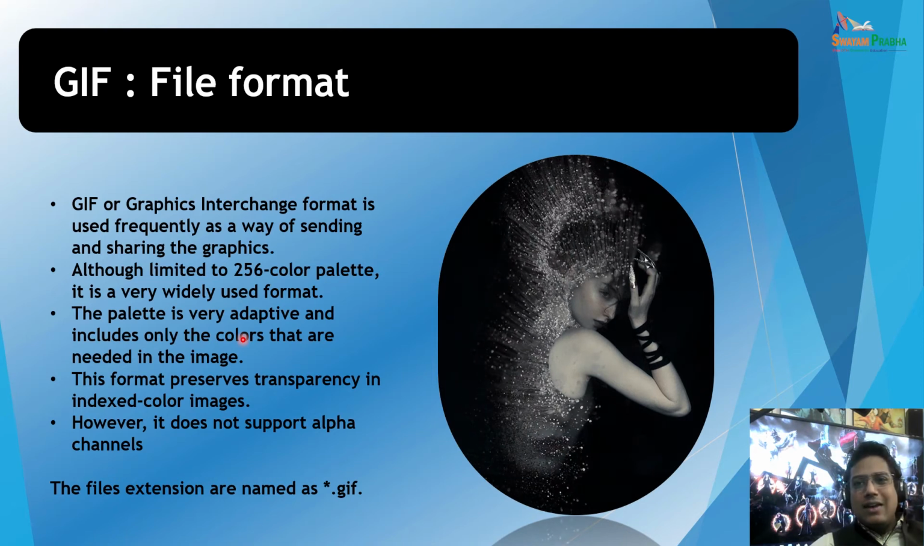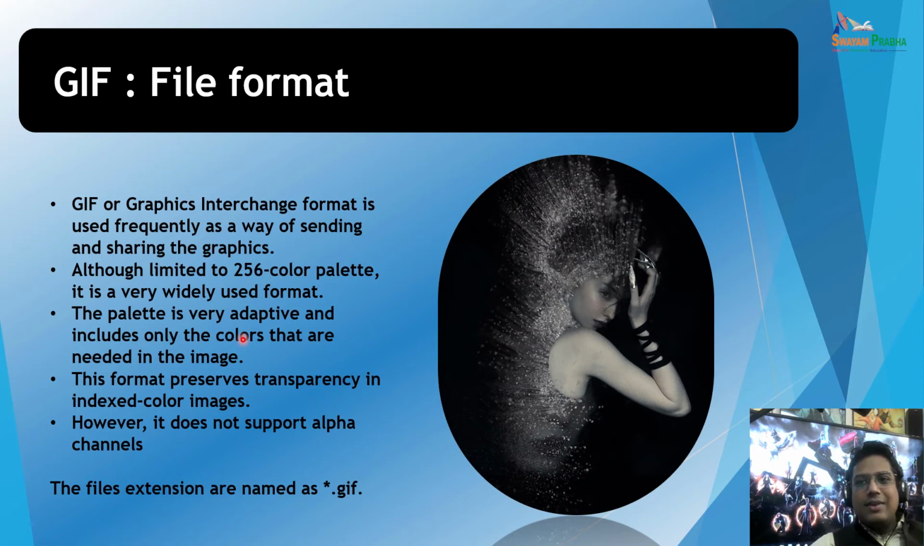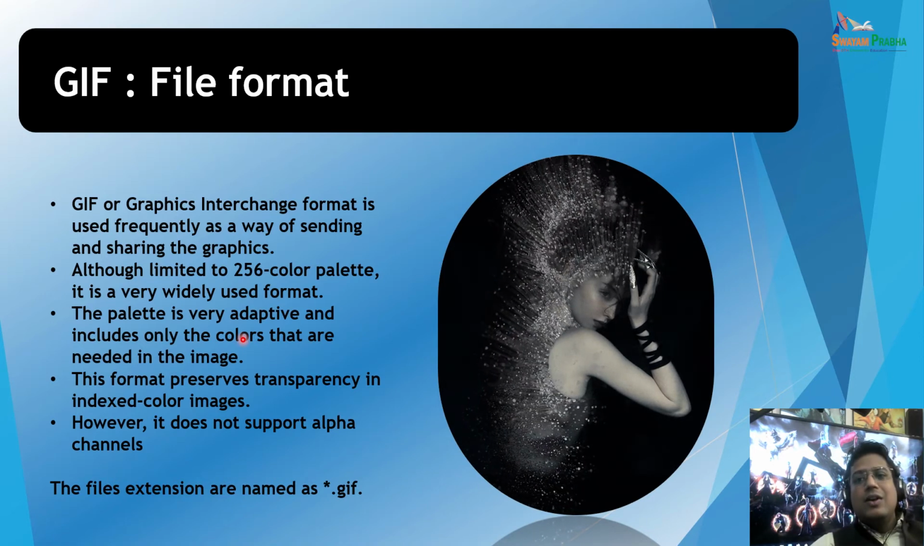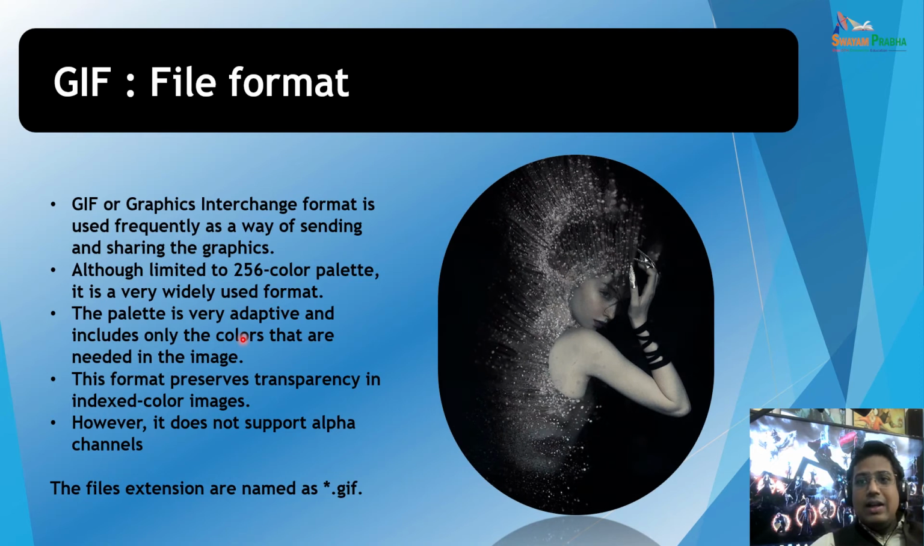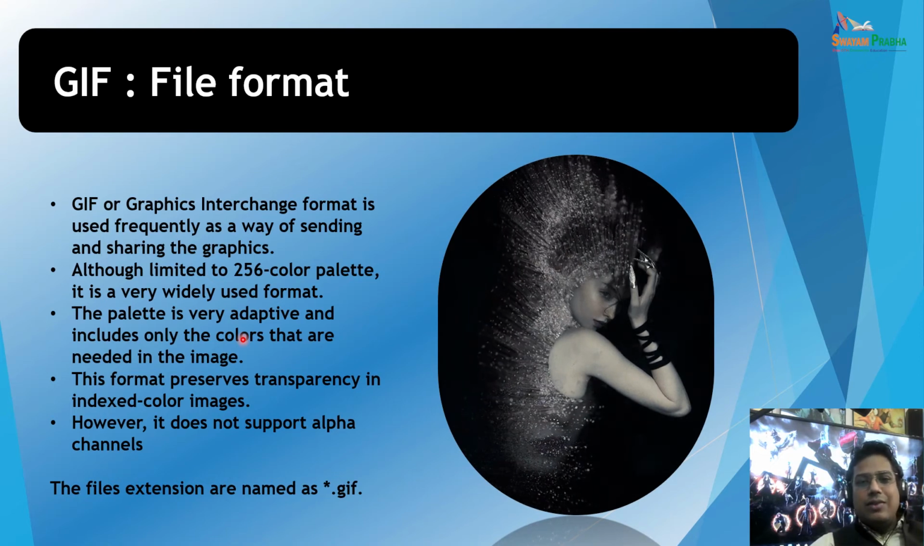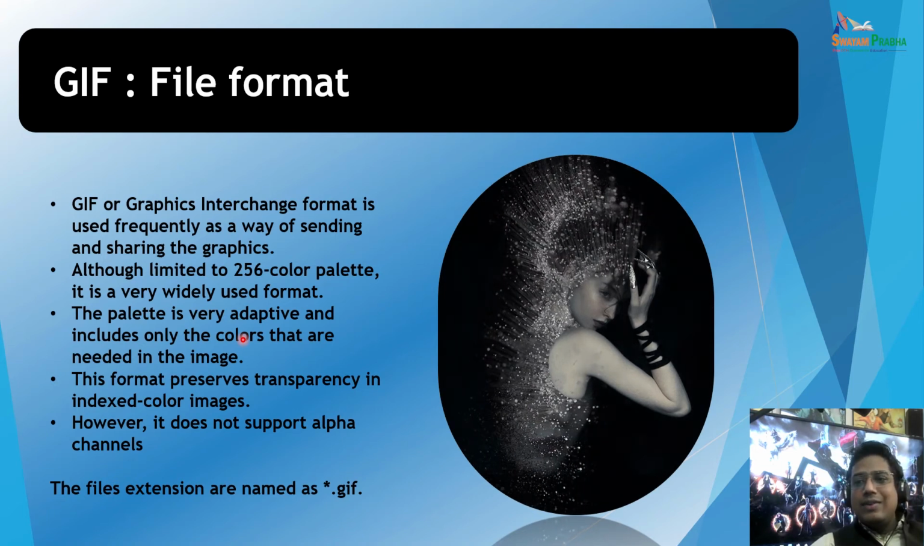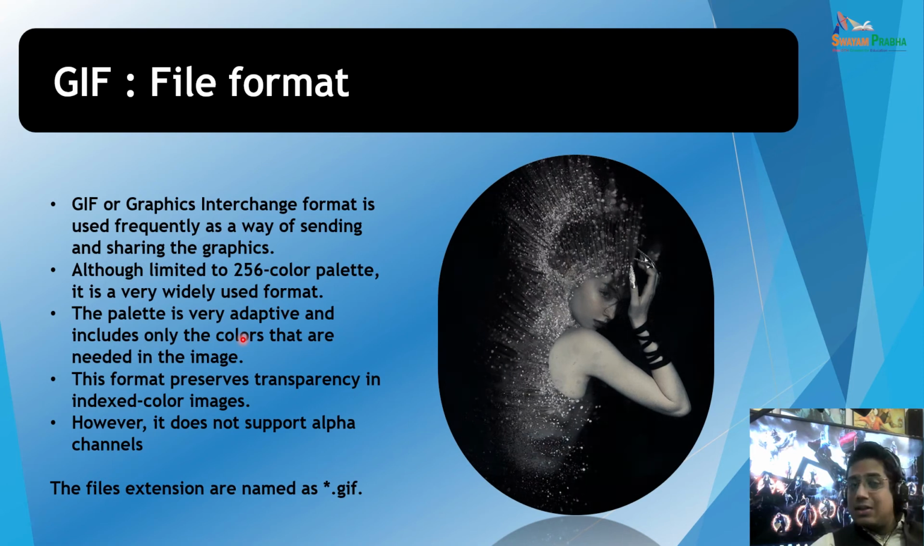So what is the GIF file format? Commonly, the GIF file format's full form is Graphics Interchange Format, right? Here we can save multiple image sequences in a single file, and the file size would also be very small, although it's limited to a 256 color palette. It's a widely used format, especially for websites.